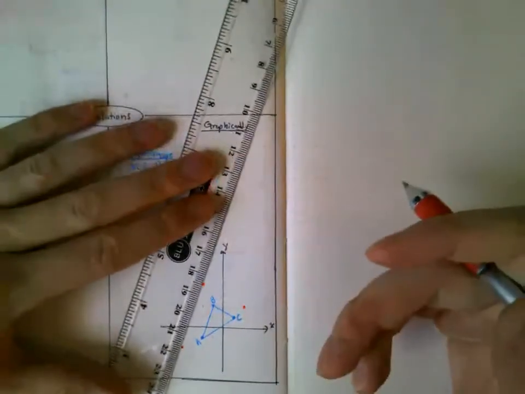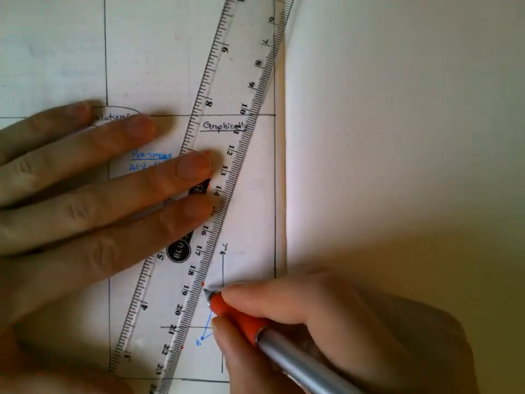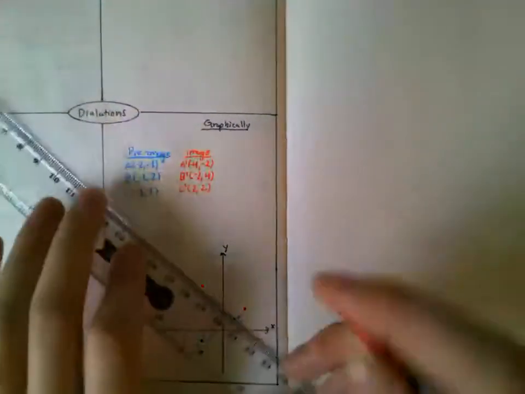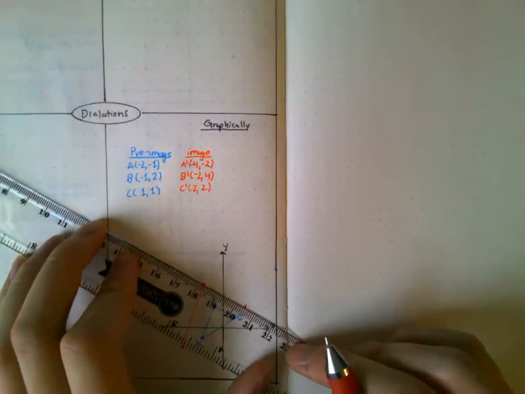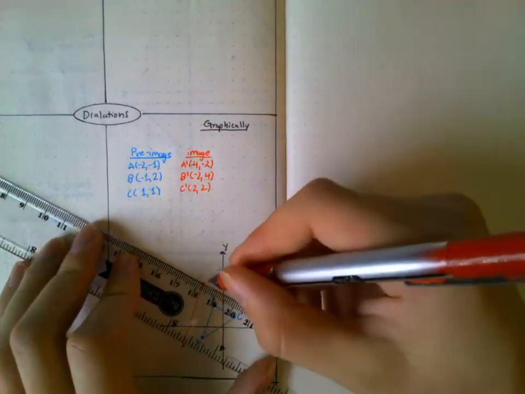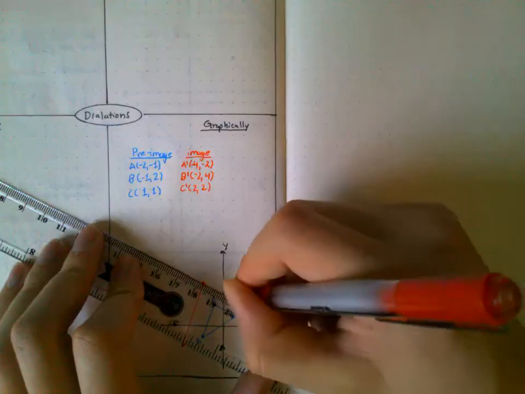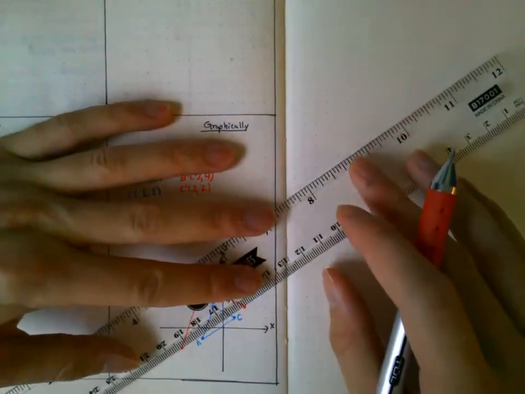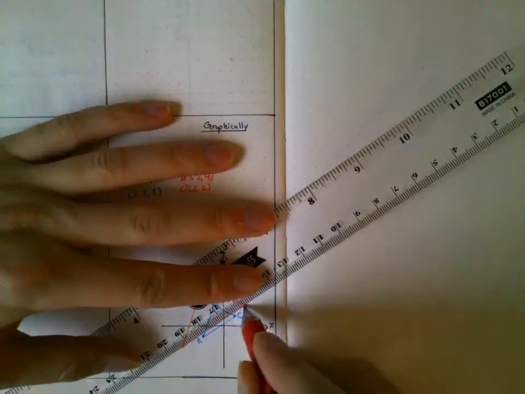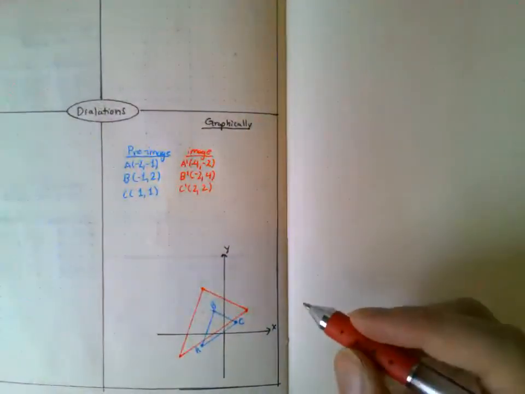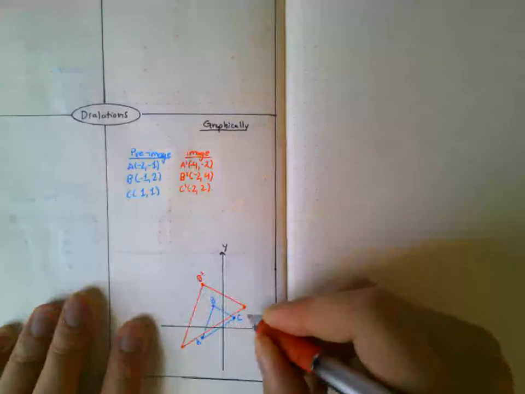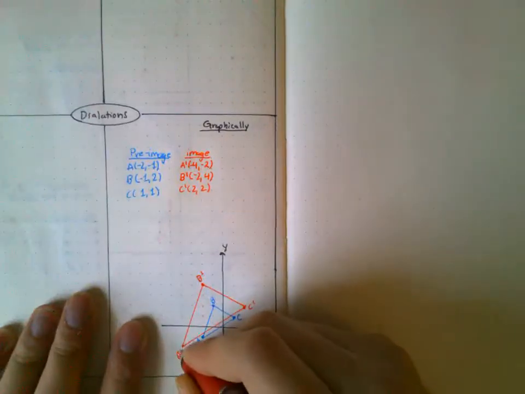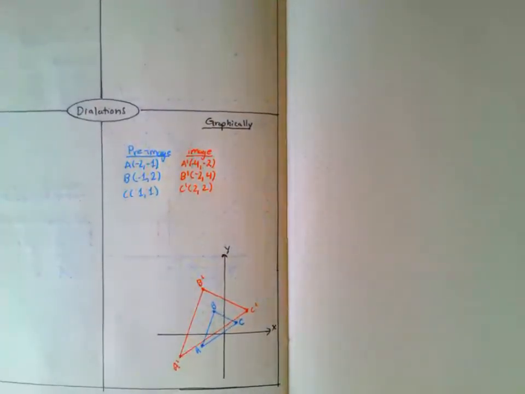Now, when you do dilations, it's okay if the shape cuts through the other one, or crosses it, or layers on top of it. It's perfectly fine. So B prime, C prime, and A prime. This one obviously got bigger.